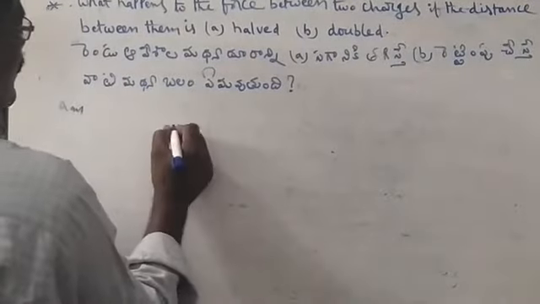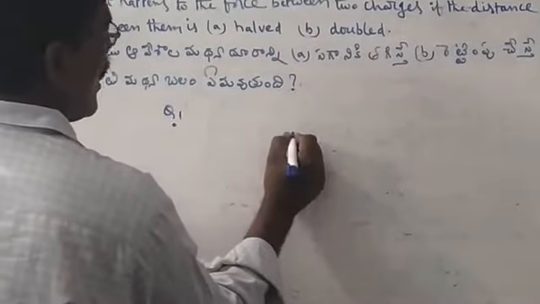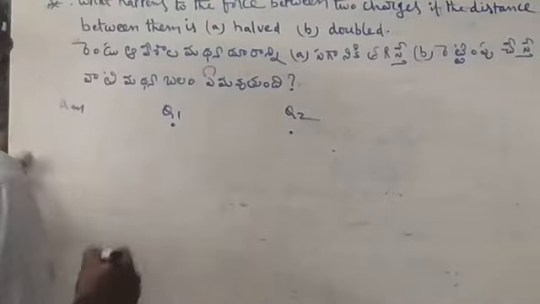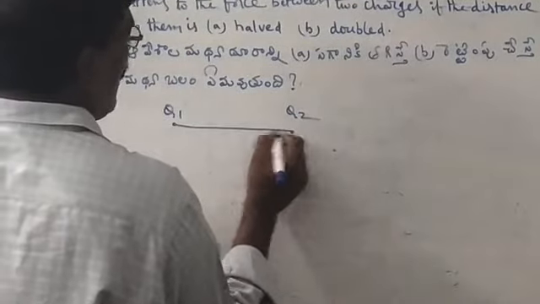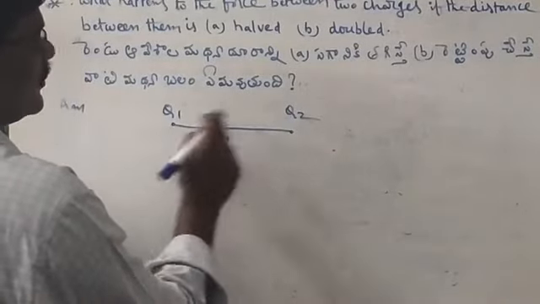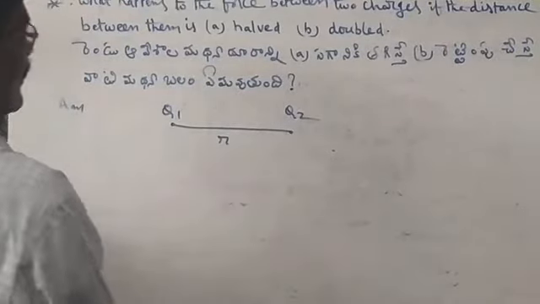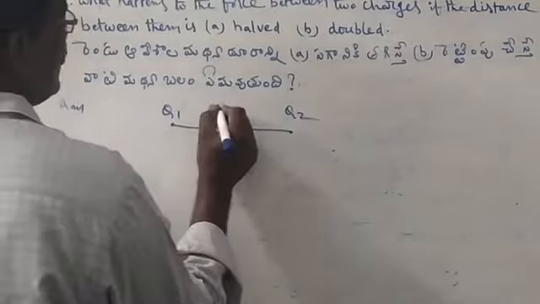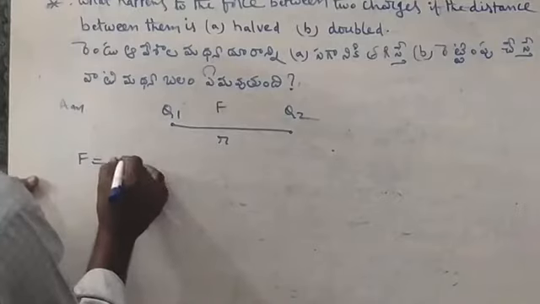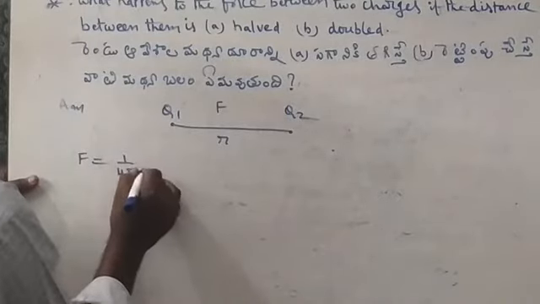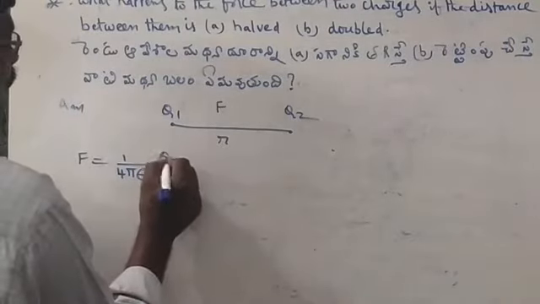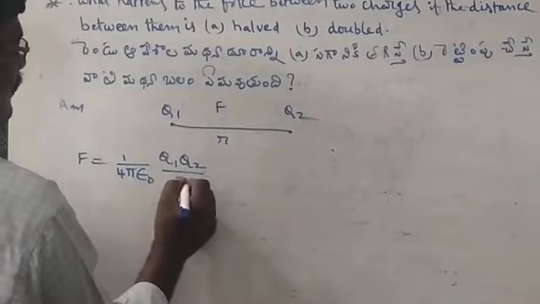Suppose Q1 and Q2 are two charges separated by a distance r. In this case, the force between them is F. The force between them, F, is equal to the formula 1 by 4 pi epsilon naught into Q1 Q2 by R square.